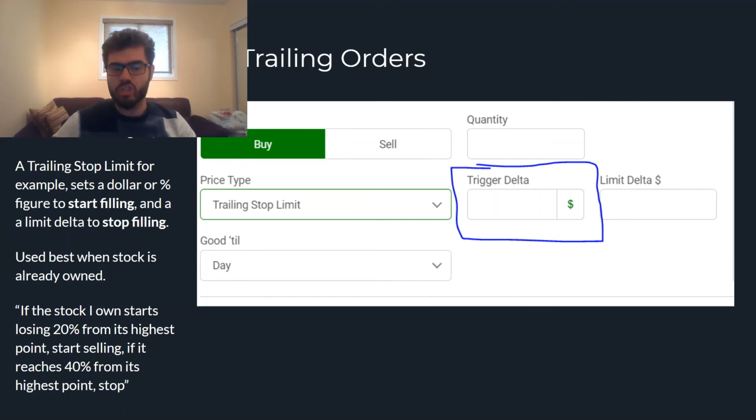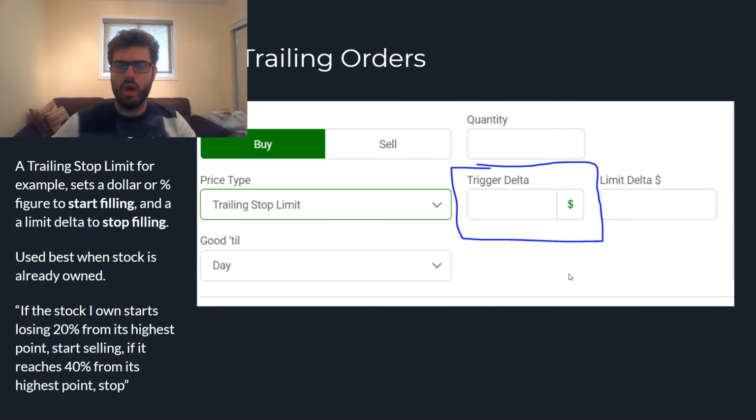If the stock I own starts losing 20% from its highest point, start selling it. If it reaches 40% from its highest point, stop selling it. I don't want to take that. I want to take the chance that it's going to go back up a little bit. Okay. So how do we actually change between the dollar sign and the percent sign? On Webbroker, you can just click the dollar sign right here when you go to a trailing stop, and you can change it between percentage and dollar.